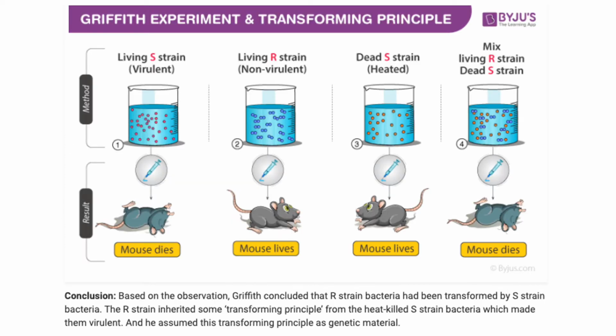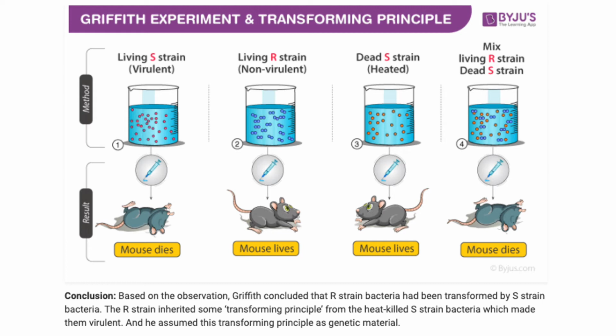So this is a figure of Griffith's experiment. He was working with two different strains of Streptococcus pneumoniae: an S strain, which is a virulent or deadly strain, and an R strain, which is a non-virulent and harmless strain. When he injected mice with the virulent S strain, the mice would die. When he injected mice with the R strain, the non-virulent strain, the mice would live.